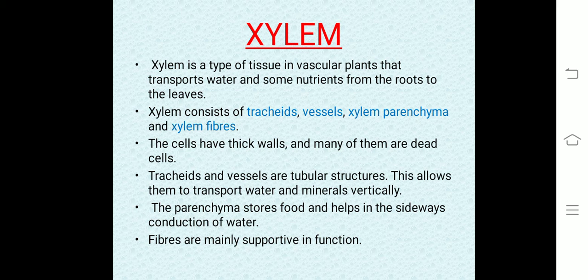Tracheids and vessels are tubular structures, that is, they are tube-like structures, which allows them to transport water and minerals vertically. That means from the bottom to the top. The xylem parenchyma stores food and helps in the sideways conduction of water. Fibers are mainly supportive in function. These fibers help the other elements of the xylem in the transportation of water and nutrients.